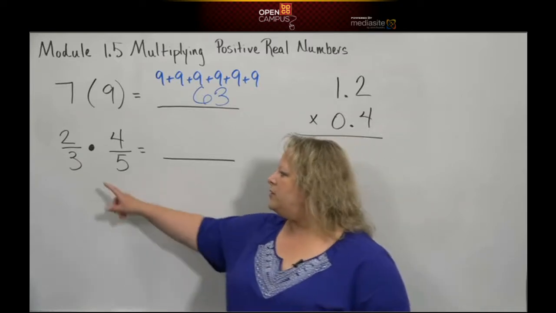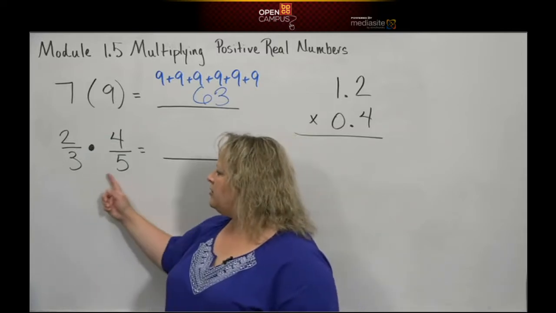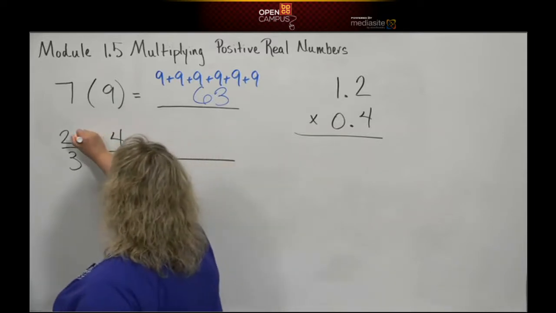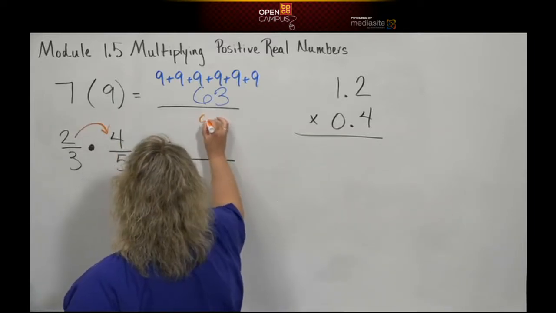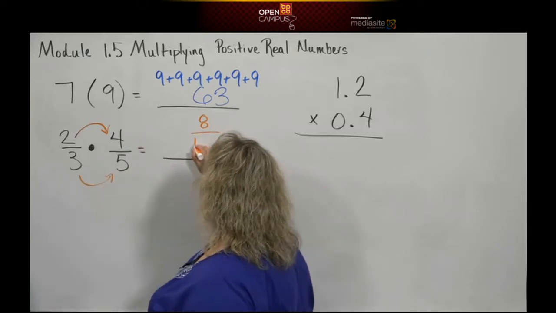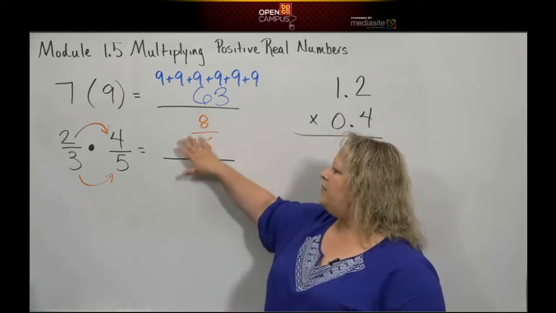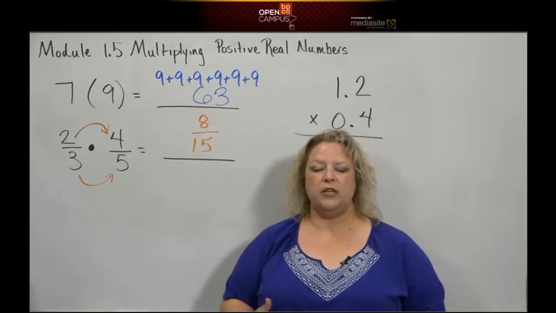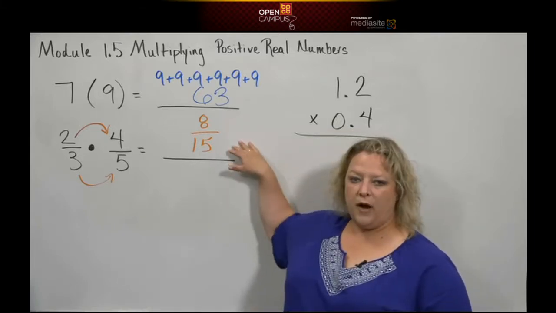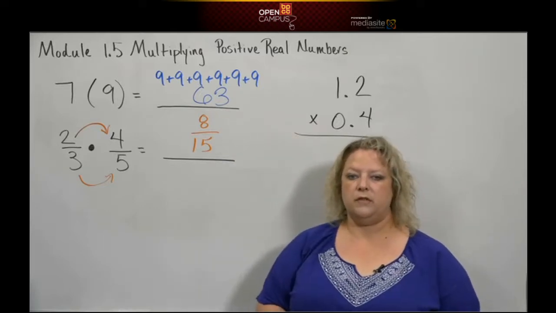What we do need to do is multiply our two numerators together, that's top times top, our two denominators together, bottom times bottom. So 2 times 4 makes 8. 3 times 5 makes 15. And then, like I've said in the past, if at this point you can reduce your fraction, you always want to make sure that you reduce it to lowest terms. It can be an improper fraction. I could write 15 over 8. Just make sure that it's reduced, okay?